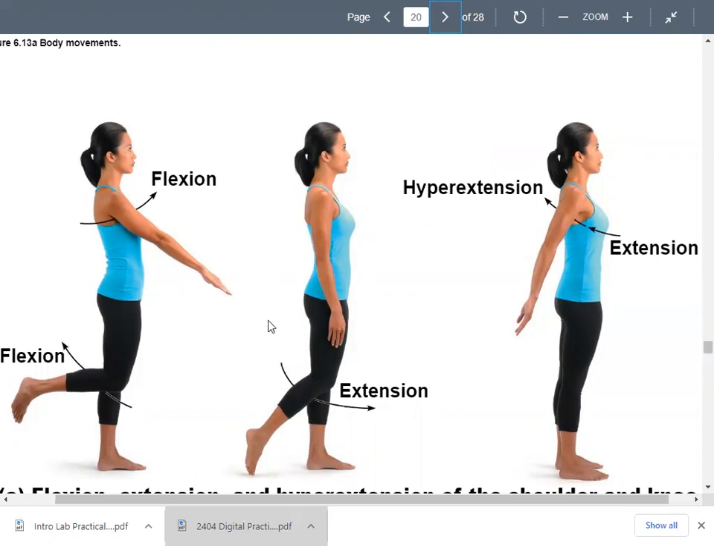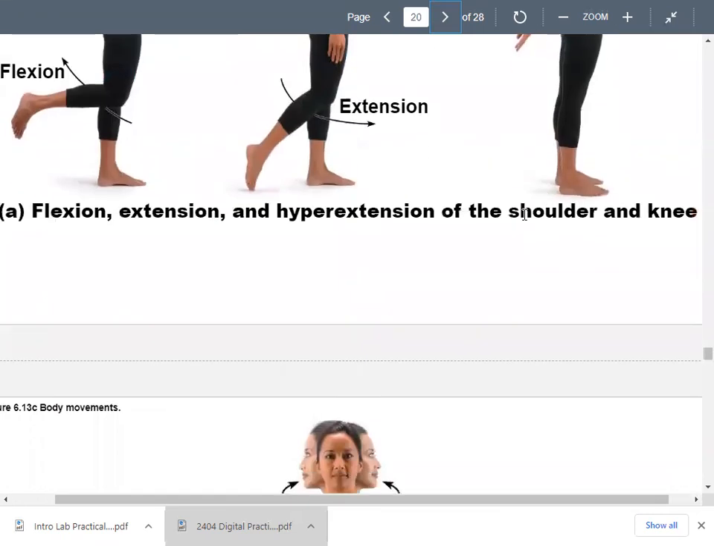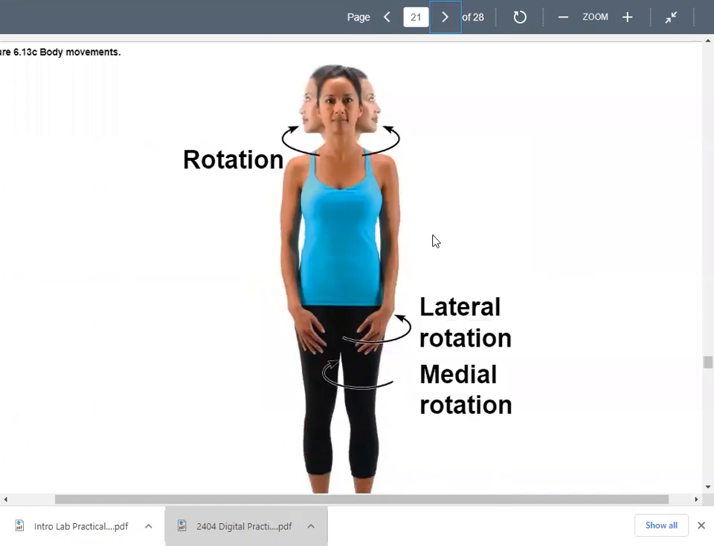All right, so on articulations or body movements, if you decrease the angle at a joint, you flex it. Here I'm decreasing the angle of the shoulder joint or the angle of the elbow joint. If I increase the angle, I'm extending. So this is flexion, extension. Sometimes you can go past the point of extension to hyperextension. Here you have rotation: lateral rotation, medial rotation, going away from the midline or toward the midline.